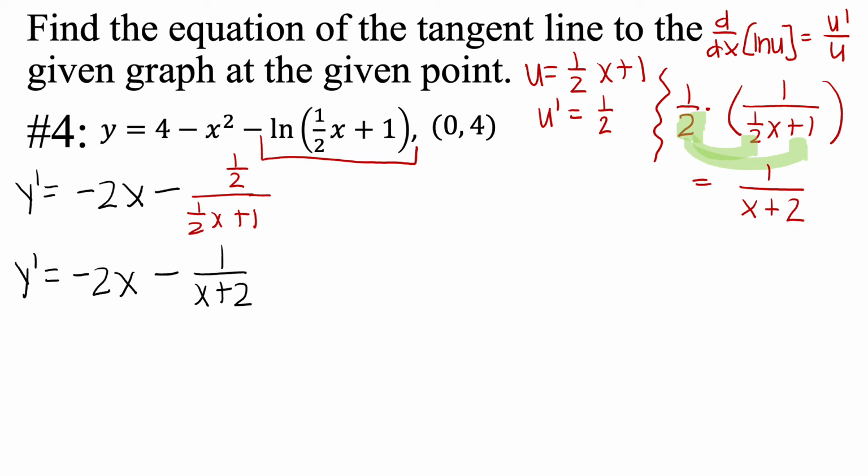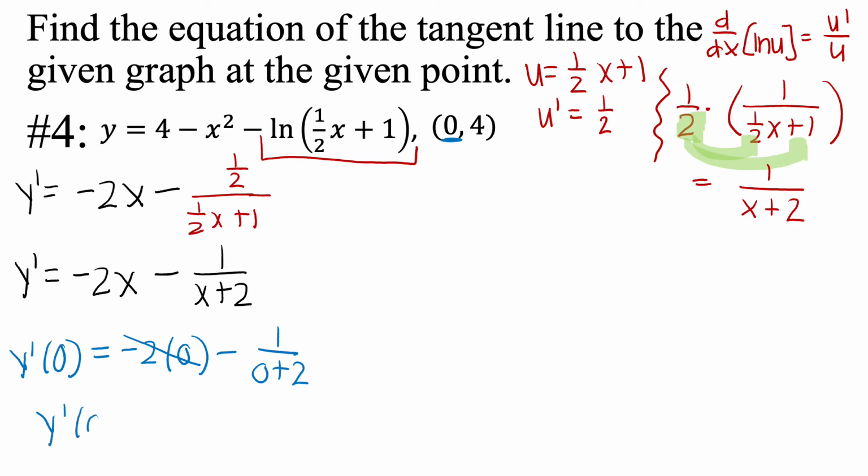So now that we have our derivative, let's go ahead and actually find the slope. And let's find the slope by plugging in our x value of our point. So we want to look at y prime of 0, which would be negative 2 times 0 minus 1 over 0 plus 2. So negative 2 times 0 goes away. So our derivative, our slope of the tangent line at 0, is just equal to negative 1/2.